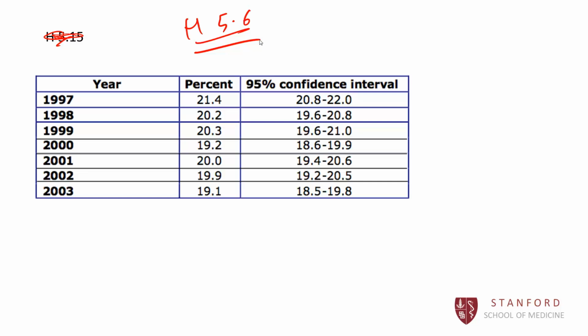The answer is 2000 and 2003 only, because these are the only two confidence intervals which don't cross 20, and these are the only two confidence intervals for which we can safely reject the null hypothesis.